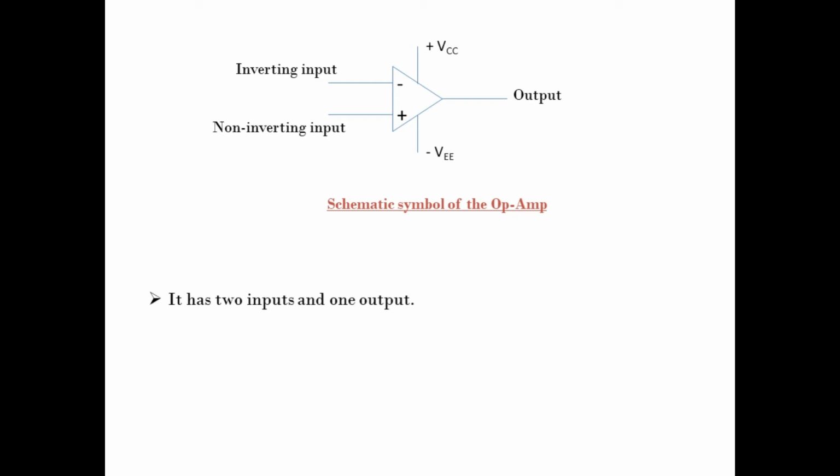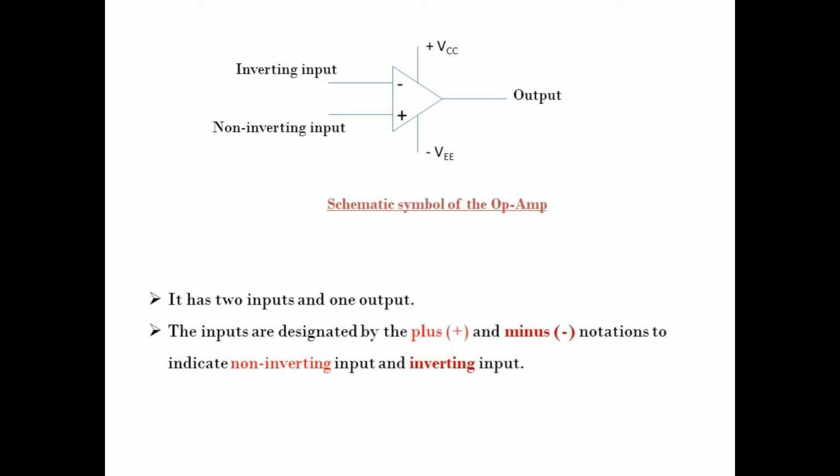So an operational amplifier has two inputs and one output. The inputs are indicated by a plus sign and a minus sign. The plus sign indicates the terminal as the non-inverting input, and the minus sign represented in the circuit symbol indicates the terminal called the inverting input.